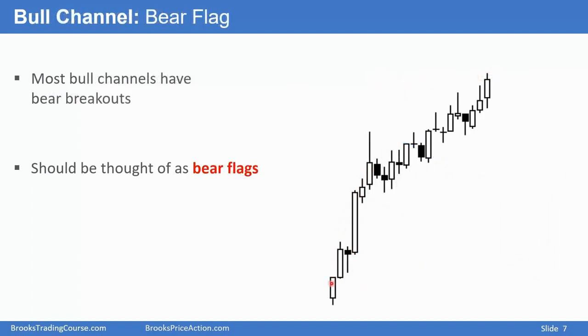Here we have a strong bull breakout, and then a pullback, and then a channel, overlapping bars, some bear bars, pullback, pullback, pullback. So it's a bull channel. It's a bull channel and a bull trend. However, the odds favor a bear breakout. Whenever I see a bull channel, I always think of it as a bear flag, even though it's not a bear flag. It's a bull channel and a bull trend. The odds are it's going to eventually get a bear breakout. Bull channel, bear flag.